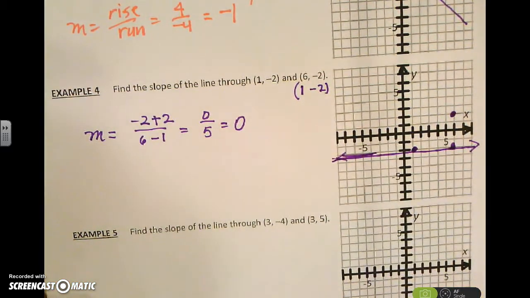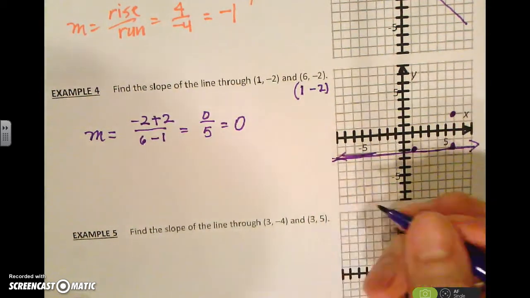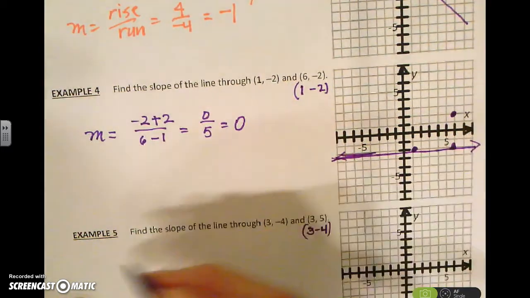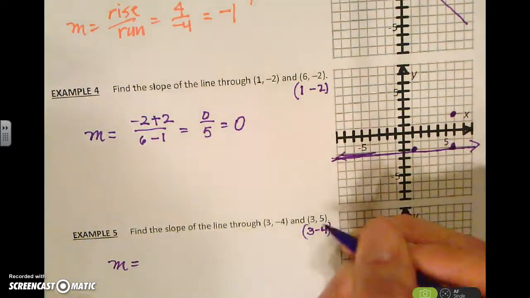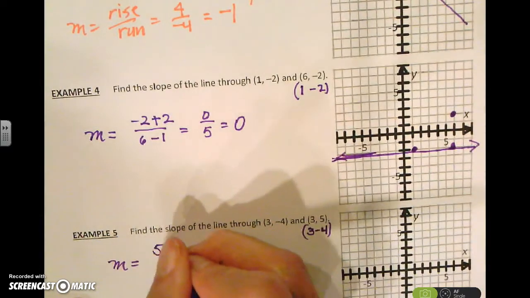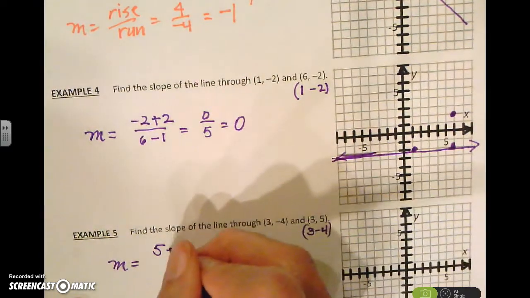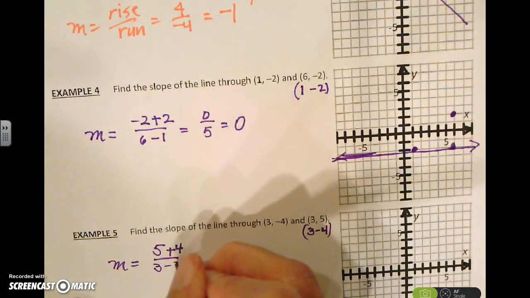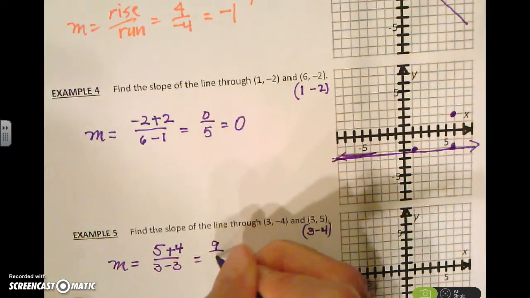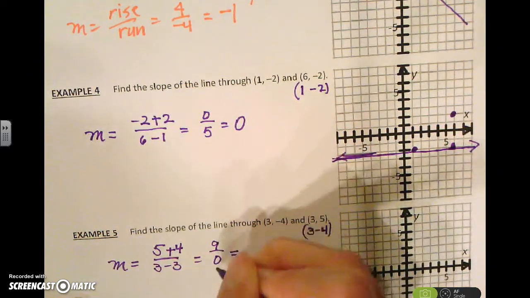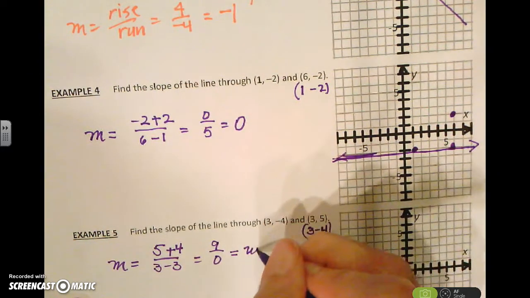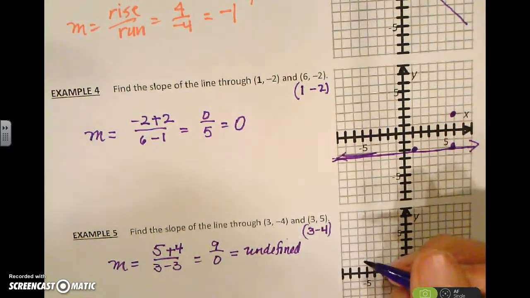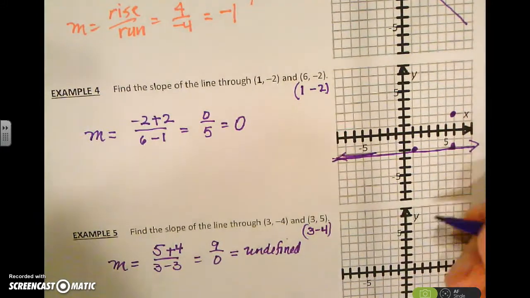Example 5, find the slope of the line through 3, -4, and 3, 5. So again, we'll do our formula. The difference in the y's would be 5 minus -4, so 5 plus 4, over 3 minus 3. So I get 9 divided by 0, and division by 0 is undefined, so this becomes undefined. So we're going to expect a vertical line when we do this.